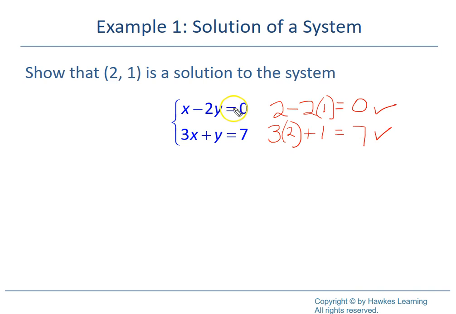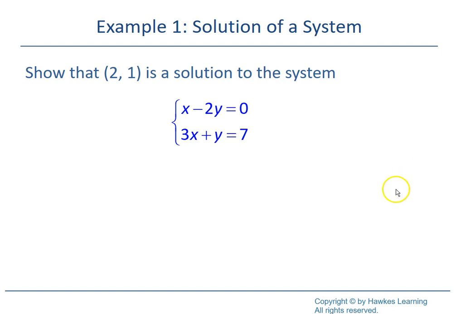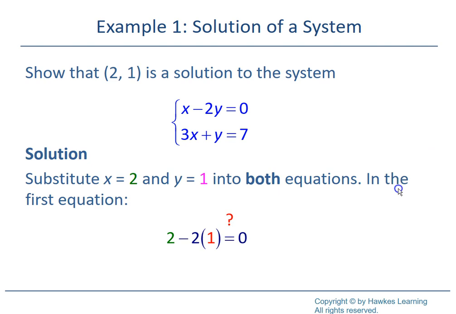So again, they're just asking, is this the ordered pair? So if we were to graph these two lines, the place of their intersection would be at 2, 1. And they're going to show us this a little bit too, I'm assuming.